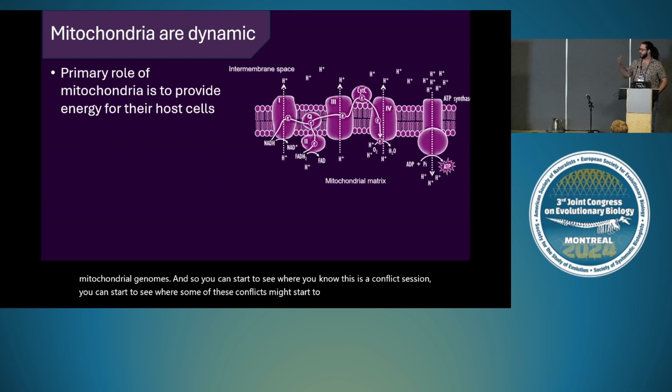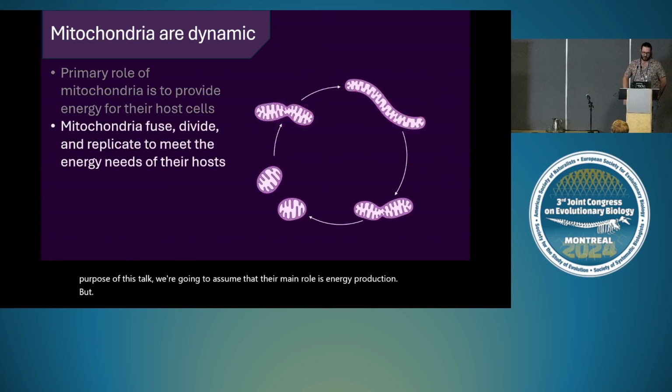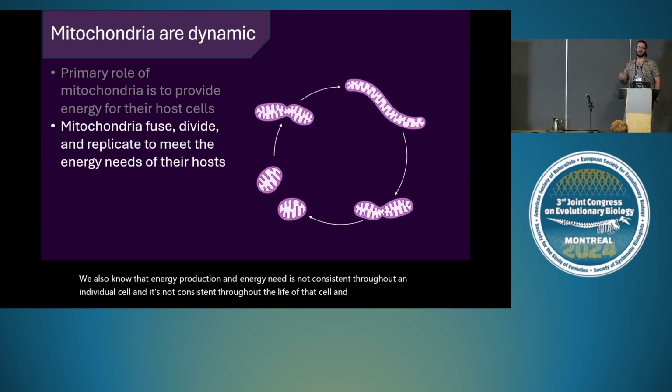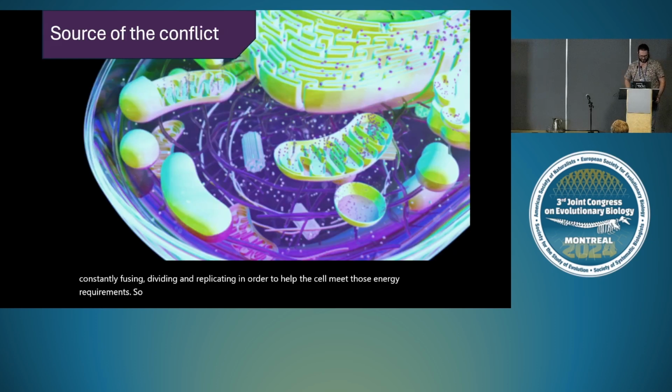But keeping the story nice and friendly, continuing, as we all know, mitochondria, powerhouse of the cell. For the purpose of this talk, we're going to assume that their main role is energy production. But we also know that energy production and energy need is not consistent throughout an individual cell, and it's not consistent throughout the life of that cell. And so mitochondria are constantly fusing, dividing, and replicating in order to help the cell meet those energy requirements. So having set up all of this, what is the source of our conflict?